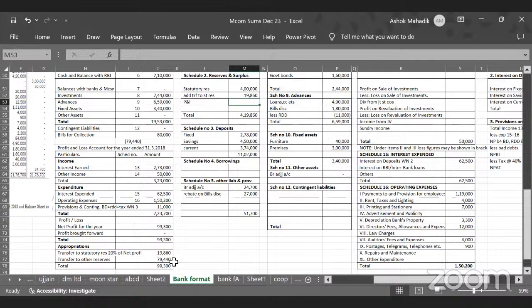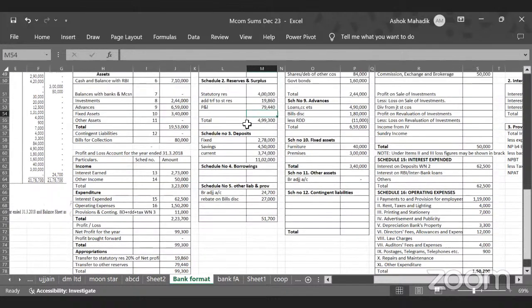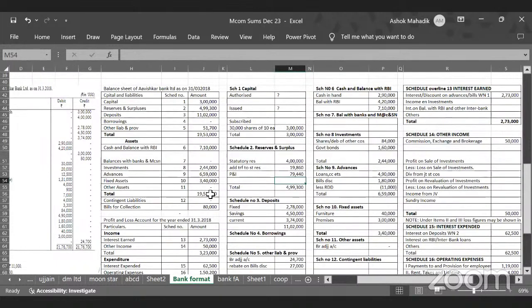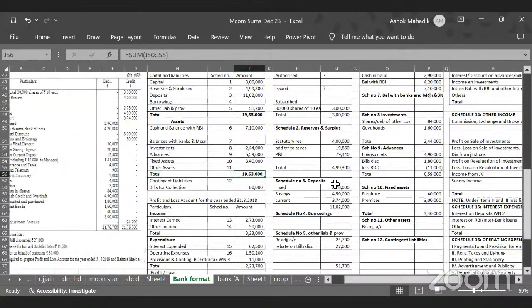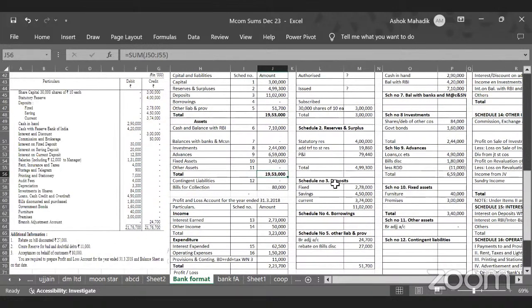Same way, P&L. What is the balance? 79,440. That will come here against P&L. 79,440. That's it. Okay. So we get the total of reserves. So we can put this in schedule number 2 in the balance sheet. Now we can see our balance sheet is tallying. This is the total and this is another total. Okay. So it's not that difficult. It consumes a lot of time, although we have practice of solving this every year.